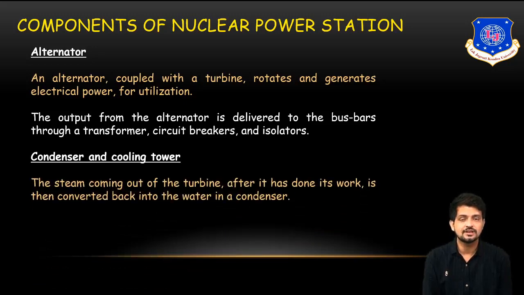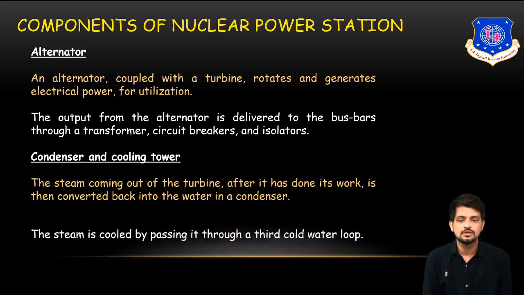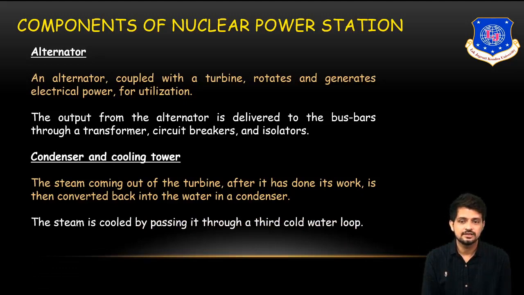See, the steam that is coming out of the turbine after it has done its work is then converted back to water, because steam is used to rotate the turbine. Then that steam is to be utilized further, and to utilize that steam we are using a condenser. A condenser is a device that converts the steam from the turbine to water again, and that water is again fed to the heat exchanger, and the same water is again fed to the reactor.